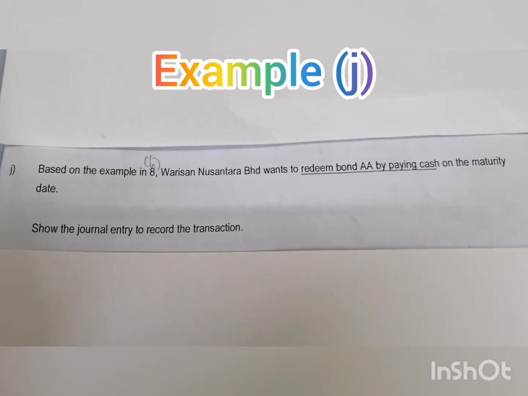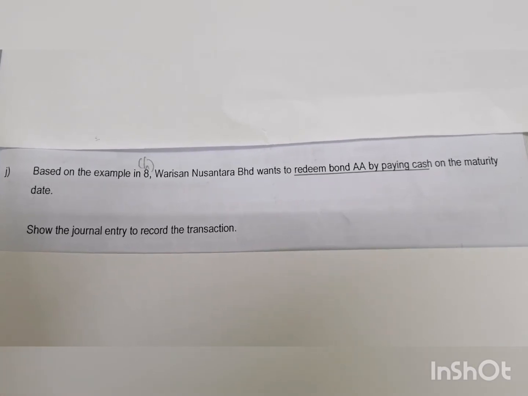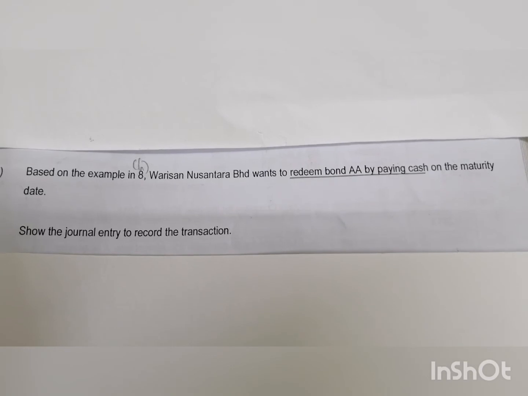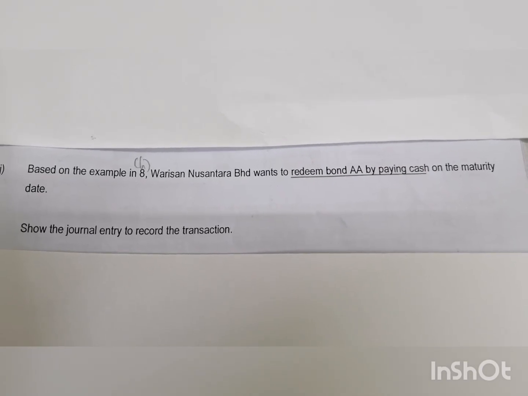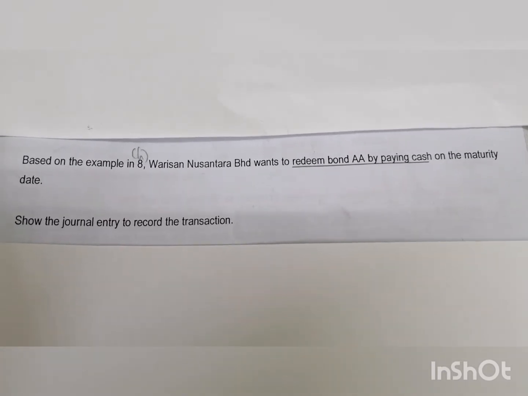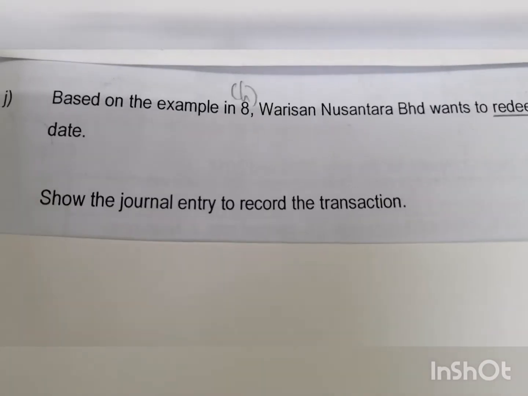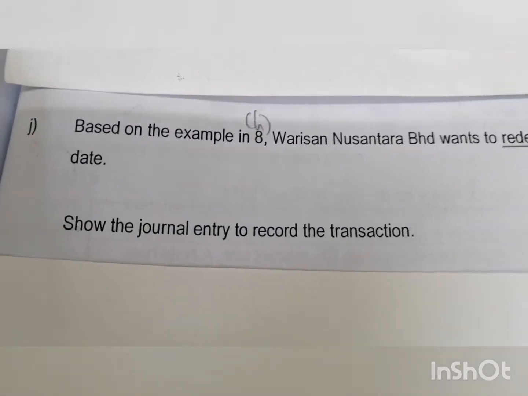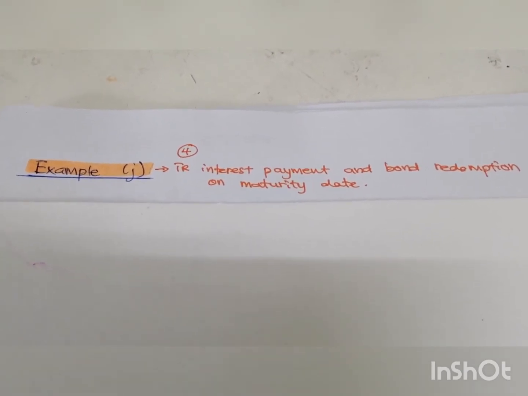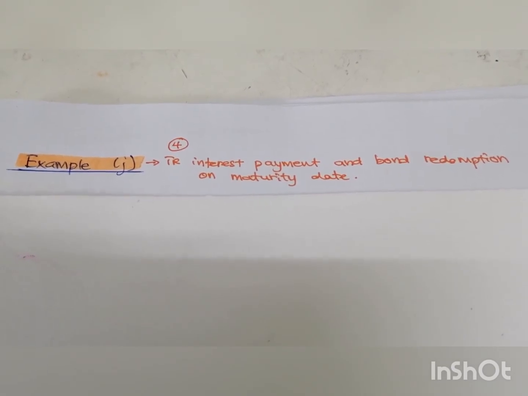Okay, example J. Based on the example H, Warisan Nusantara Berhad wants to redeem bond AA by paying cash. Underline that. Redeem bond AA by paying cash on the maturity date. So question is, show the journal entry to record the transaction. Example J, we will do the step 4 to record the interest payment and bond redemption on maturity date.